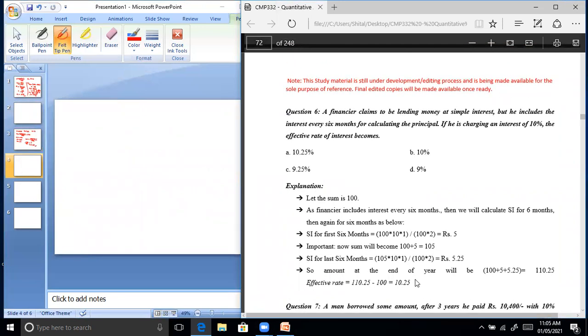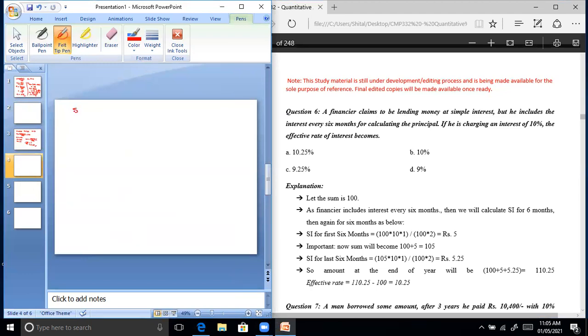Question 6. A financier claims to be lending money at simple interest, but he includes the interest every 6 months for calculating the principal. If he is charging an interest of 10%, the effective rate of interest becomes? So let the sum be 100. As the financier includes interest every 6 months, we will calculate SI for 6 months, then again for 6 months.